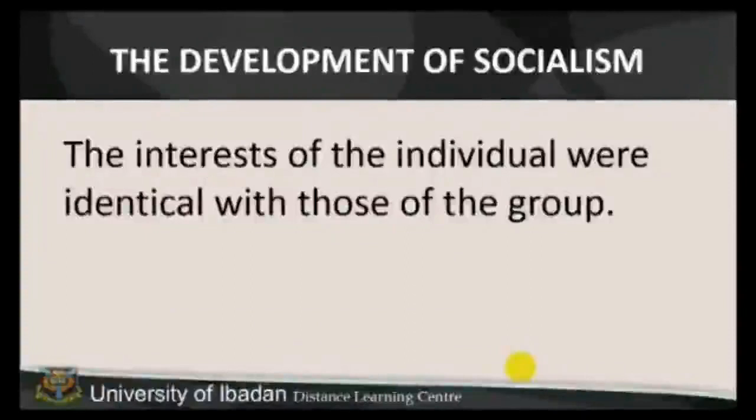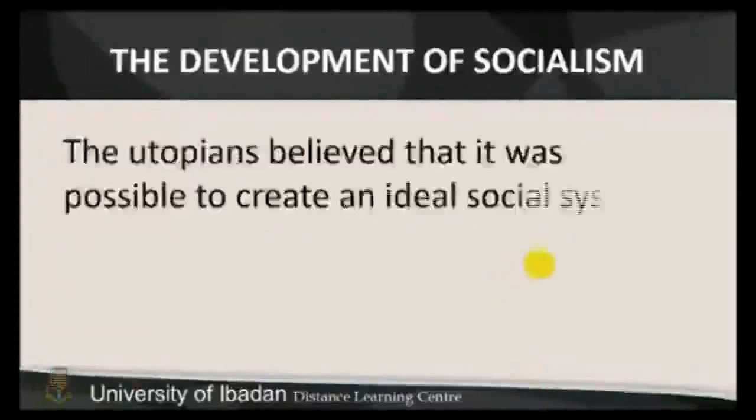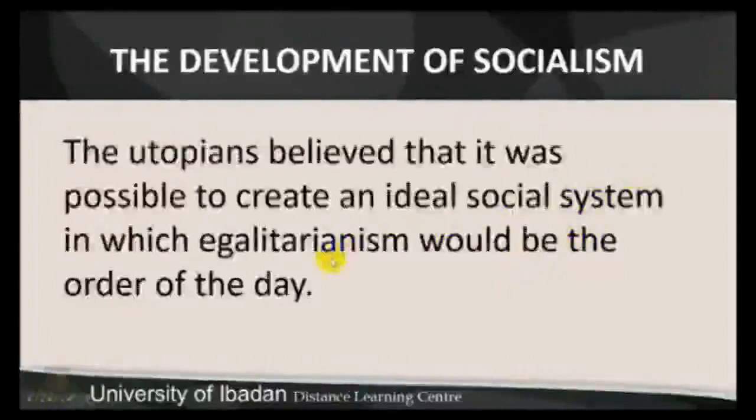As we indicated earlier, the period immediately after Babeuf's death and after the French Revolution witnessed the emergence of utopian socialism. Among the leading proponents of this school were Claude Henri Saint-Simon, a Frenchman, Robert Owen, a Briton, and Charles Fourier, an American. The utopians believed that it was possible to create an ideal social system in which egalitarianism will be the order of the day.